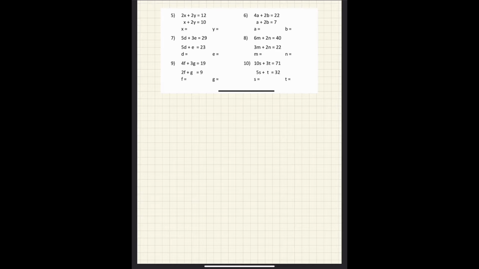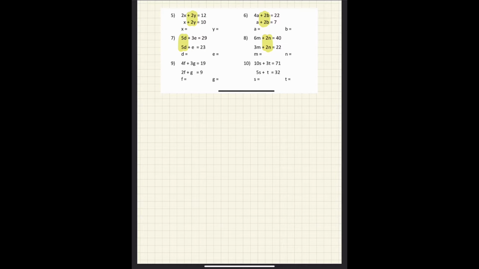For question 5, you can see that you've got the same amount of y's. For question 6, you've got the same amount of b's. For question 7, you've got the same amount of d's. For question 8, you've got the same amount of n's. For question 9, you've not got anything the same, so you might have to change something. And exactly the same for question 10.